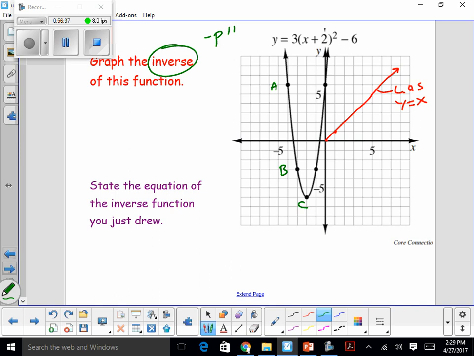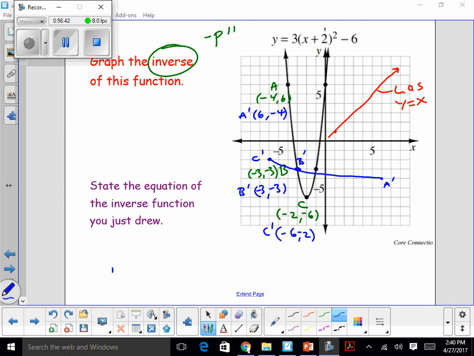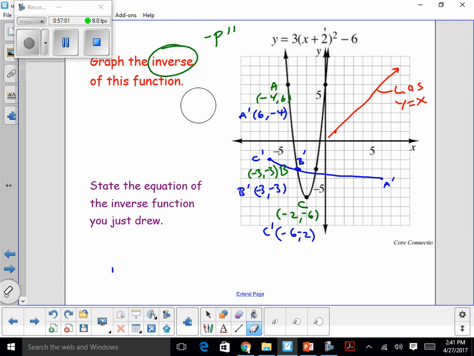Let's see. Label the first one A, give the coordinates: negative 4, 6. In green, label the second dot B, coordinates 3, negative 3. C, you can see here it's negative 2 and negative 6. That's step 1. Label it and give the coordinates. Step 2, in blue, just switch the numbers from 2, 6 to 6, 2 and call it C prime. From 3, 3 to 3, 3. It's possible that you'll have the same numbers, but don't let that scare you. Just switch them and give it a new name, and that 4, 6 turns into 6, 4.